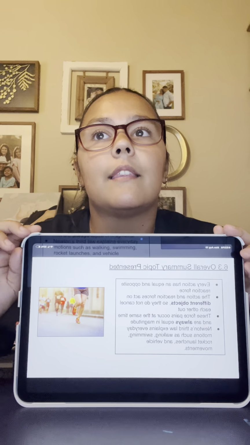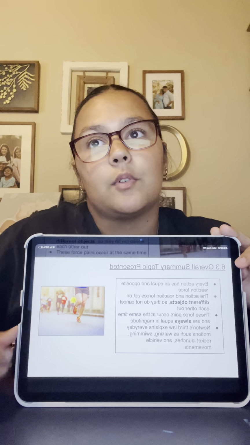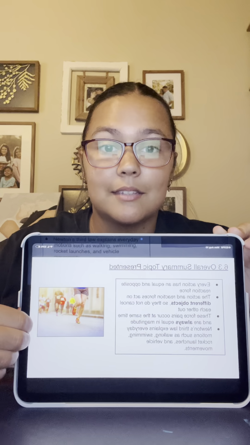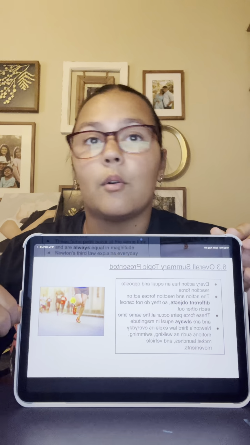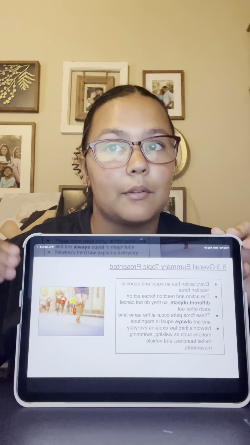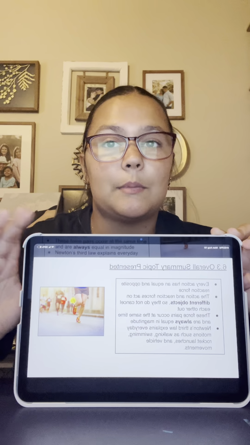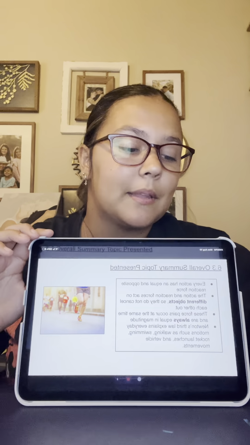The overall summary is that every action has an equal and opposite reaction. The action and reaction forces act on different objects, which is very important as I learned throughout this whole course. They do not cancel each other out. These force pairs always occur at the same time and are always equal in magnitude. And it explains everyday motions such as walking, swimming, rocket launches. Oh, it's not necessarily everyday, but rocket launches and vehicle movements.